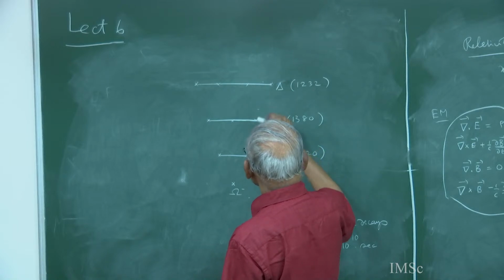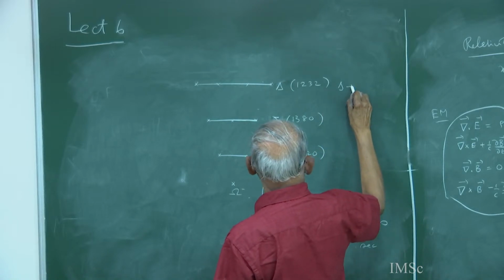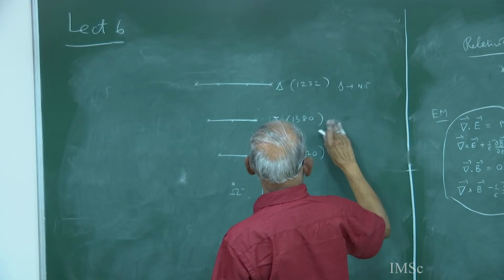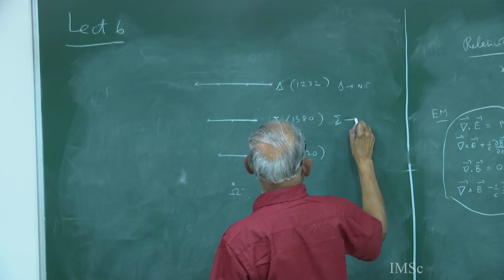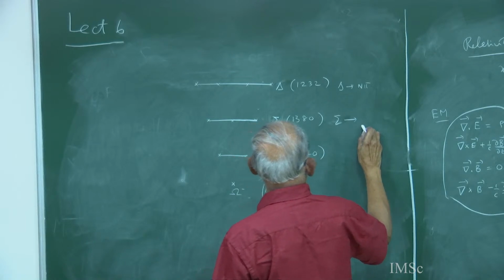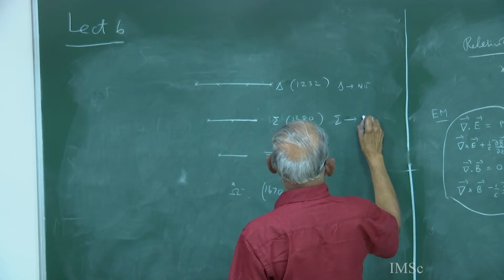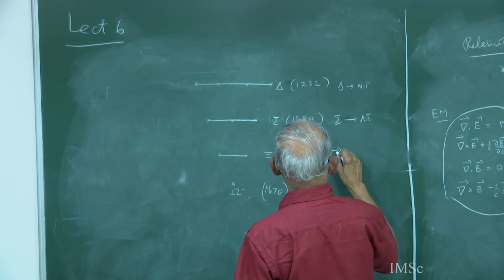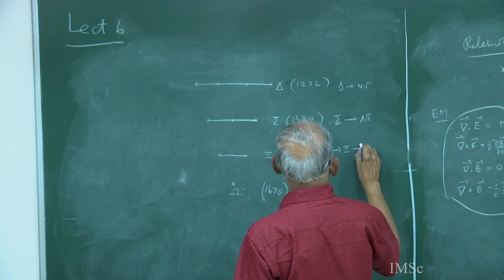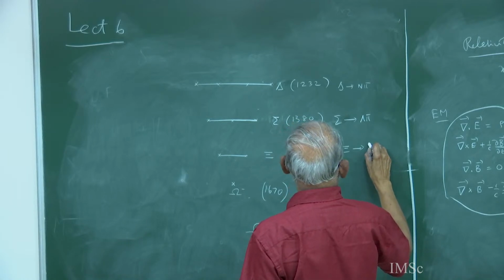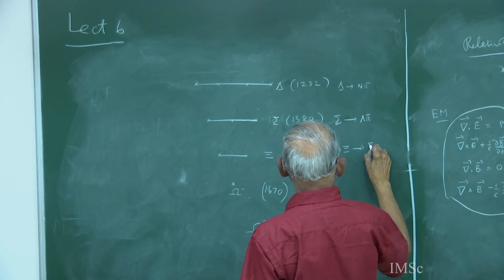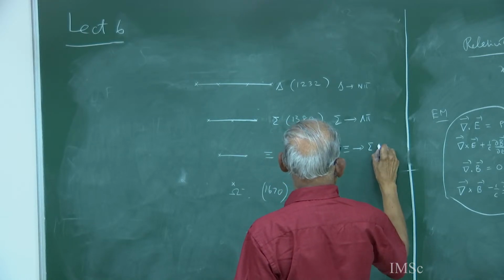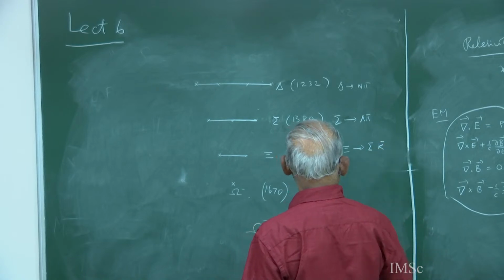Remember, this decays by strong interaction: delta goes into nucleon and pi, sigma goes into, I don't know what it goes into, sigma will go into lambda plus pi and so on, and cascade goes into sigma. Cascade is strangeness minus 2, so sigma, I think I have to put a K bar, we put appropriate charges.